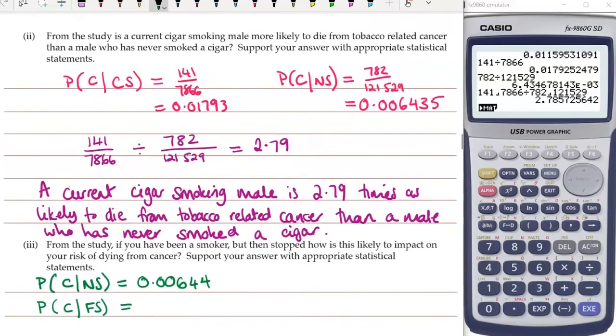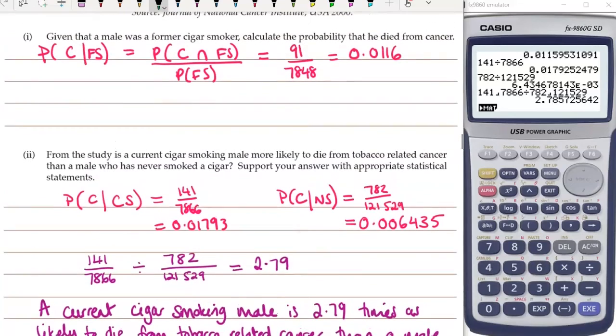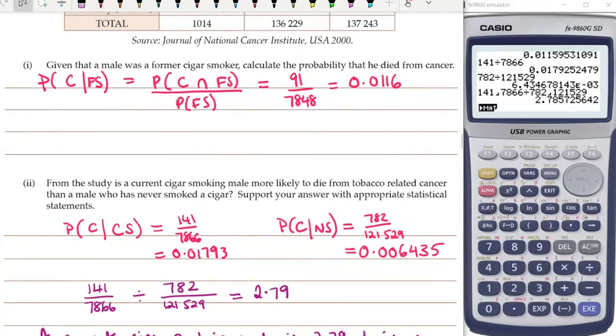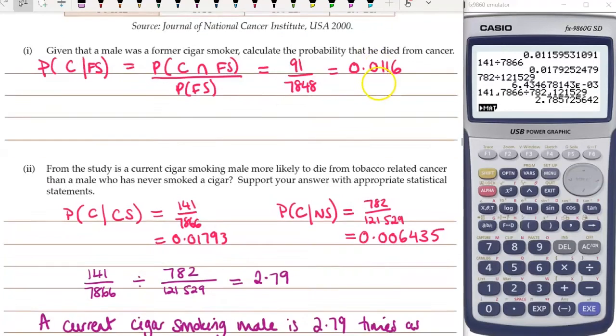The probability of dying from cancer, given that you were a former smoker. I don't know if we've got that. Let's have a look. Did we work that out in part 1? Yes, we did. So that was this bit here. Probability of dying from cancer, given that you're a former smoker, is 0.0116.